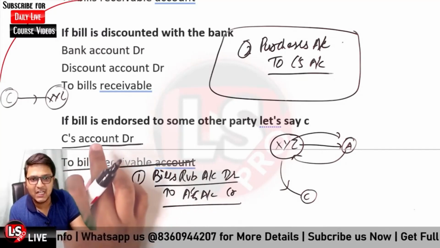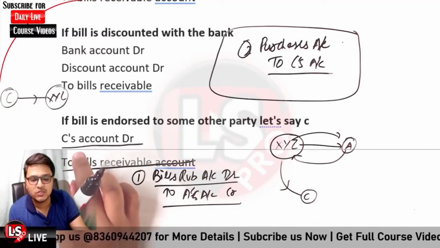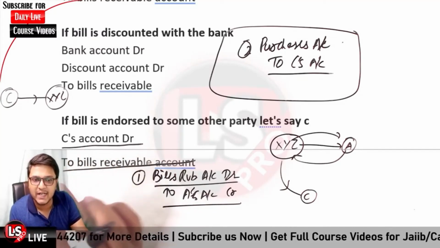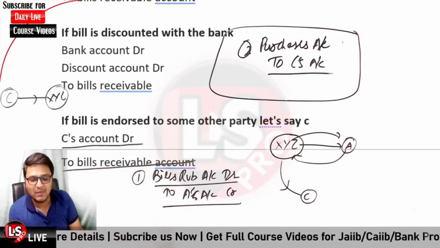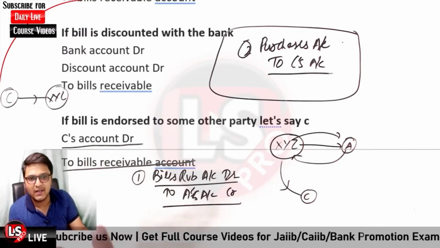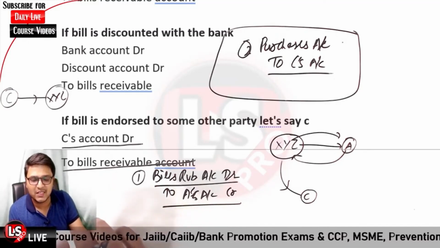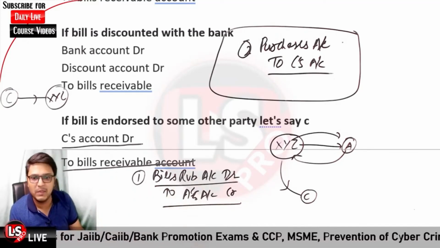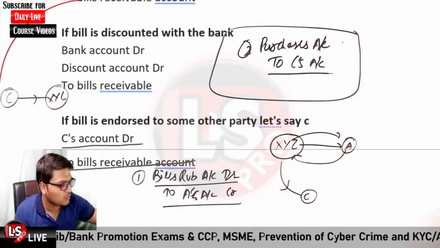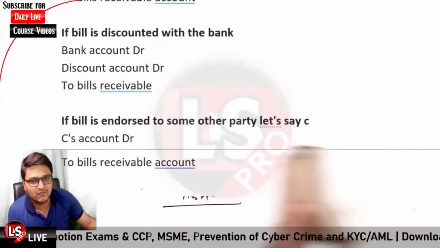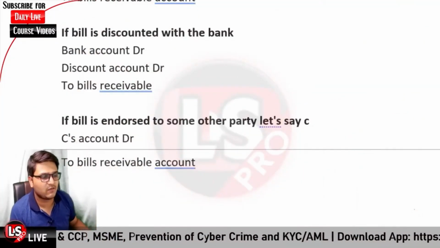Because the credit balance in a personal account shows that you have a liability toward that person, and the debit balance in the bills receivable account shows that you have an asset. You are entitled to receive the bills receivable. So that was the particular scenario. Okay, so that was regarding it.